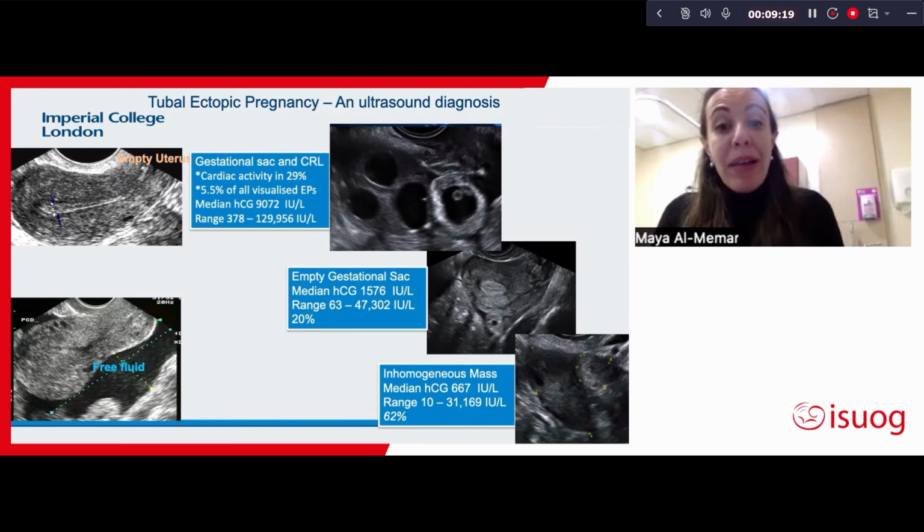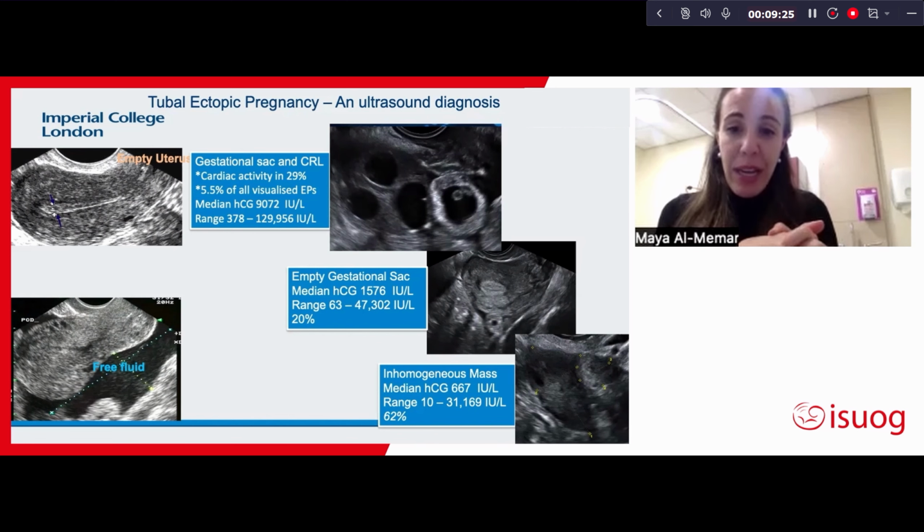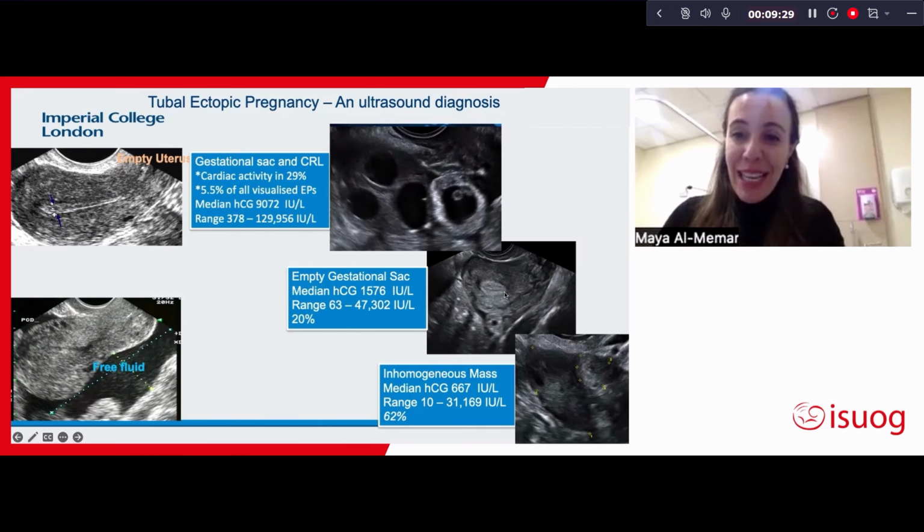A smaller group, about 20%, will present with an empty gestational sac, or what's called a bagel sign. And these tend to have a medium-ish HCG level and have this classic appearance here, as shown in this middle diagram. About 62% of tubal ectopic pregnancies will present as an inhomogeneous mass. And you can see that in this diagram here, often with lower HCG levels.